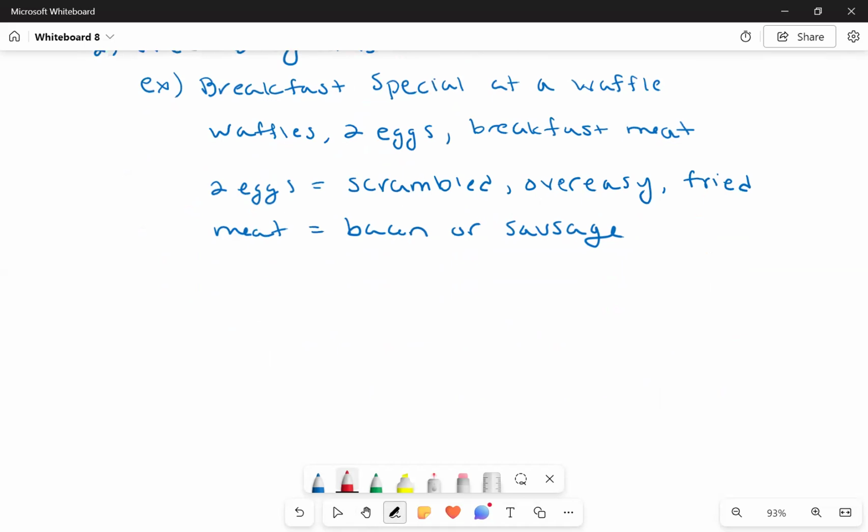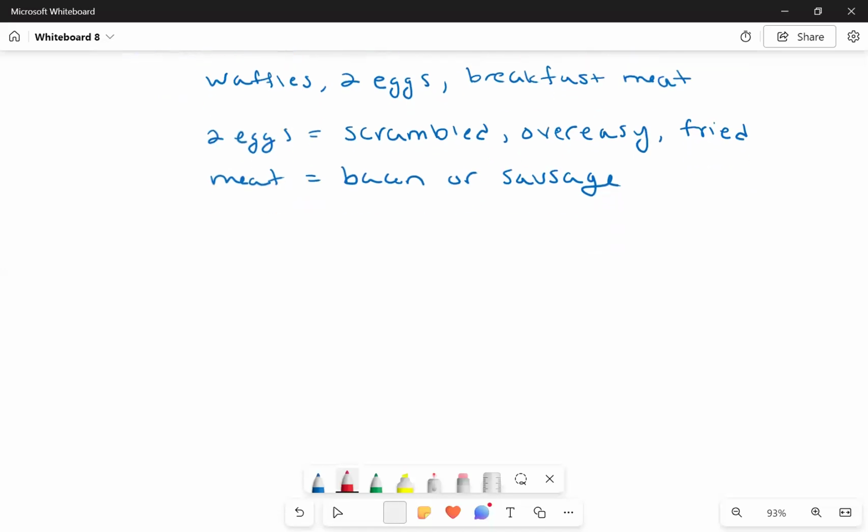You get your waffles, but then you have to choose how you want your eggs and then what breakfast meat you want. Okay. So the idea is I'm going to take the fact that I have 3 ways to make the eggs, and I'm going to separate that into 3 different areas. Maybe went a little bit too long on that one. Okay, so each one of these is representing the different types of eggs. So this would be scrambled.